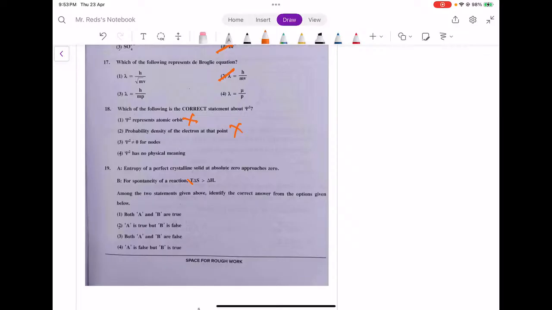Here, psi square not equal to 0 for nodes. For nodes, psi square is 0, not non-zero. Psi square has no physical meaning. This is the correct answer, that psi square does not have any physical meaning. So for the 18th question, the answer is the fourth one.